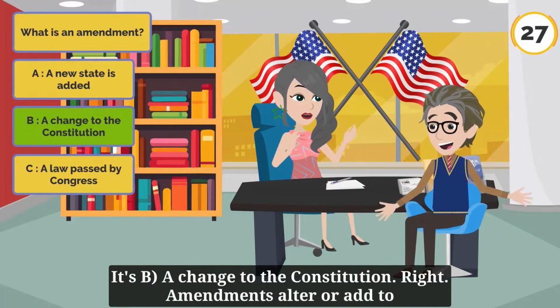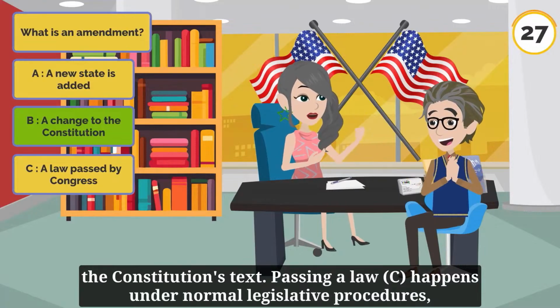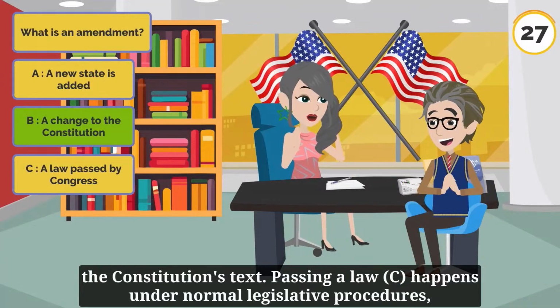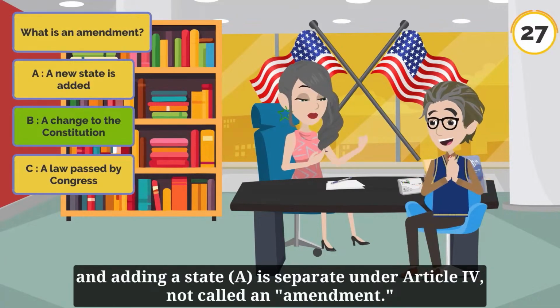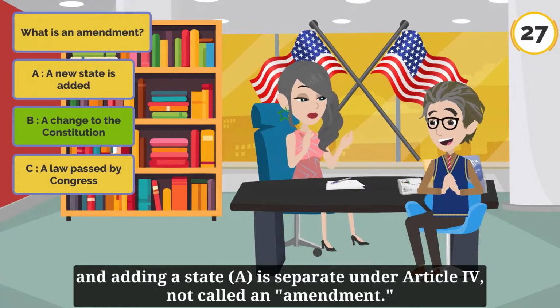Right. Amendments alter or add to the Constitution's text. Passing a law, C, happens under normal legislative procedures, and adding a state, A, is separate under Article 4, not called an amendment.